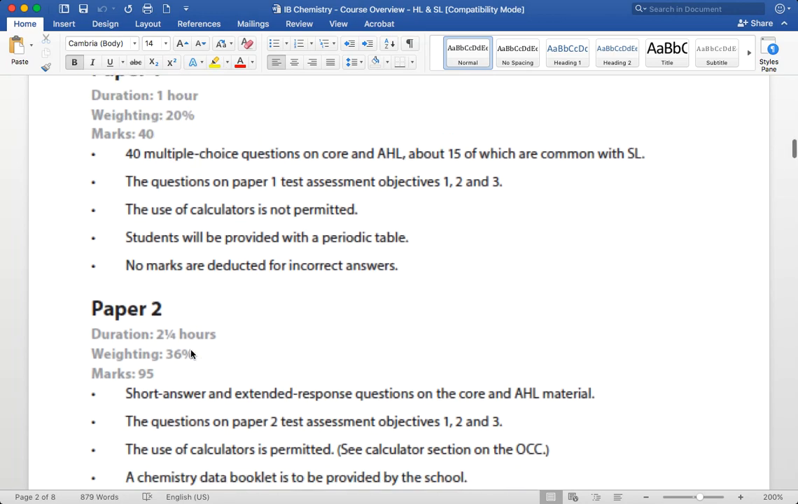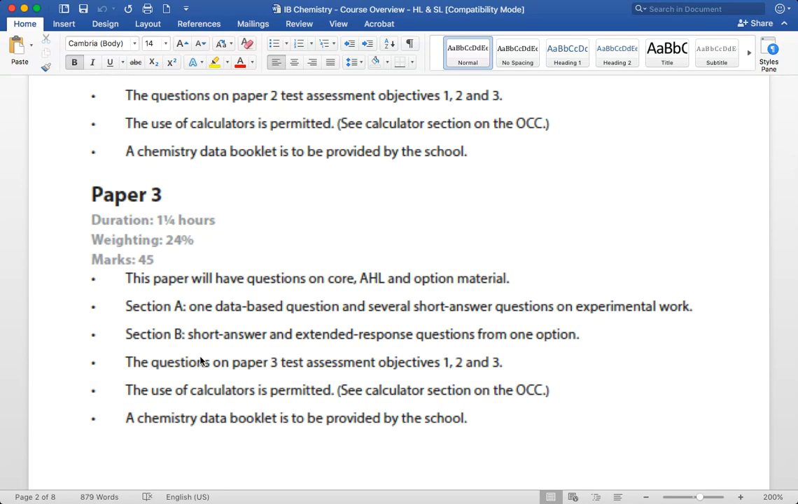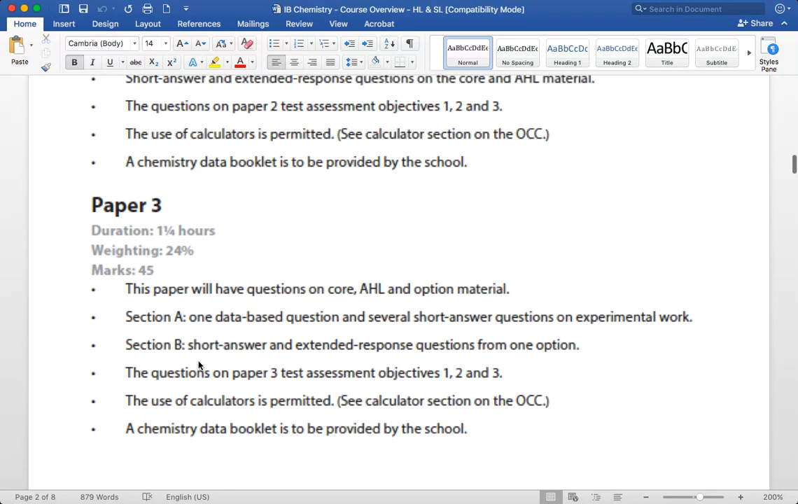Paper 1 and 2 obviously make up the bulk. They make up 56% of your overall IB grade. So they are very, very important. And then on the second day of testing, you're going to take what's called paper 3.